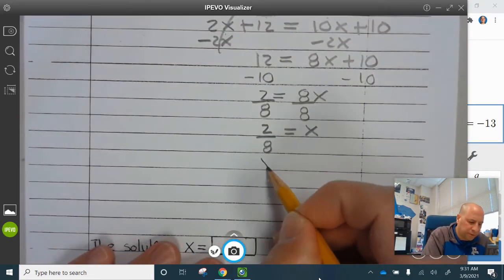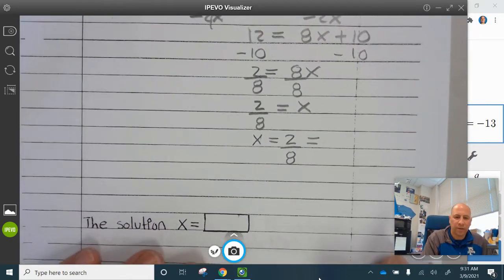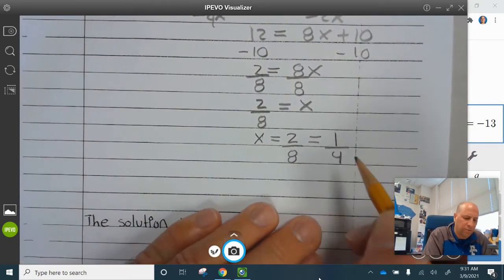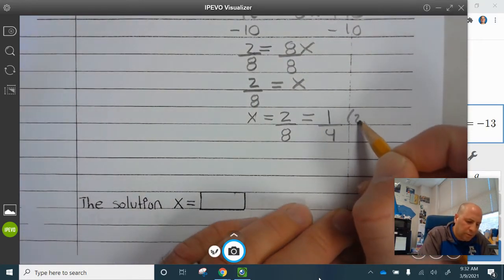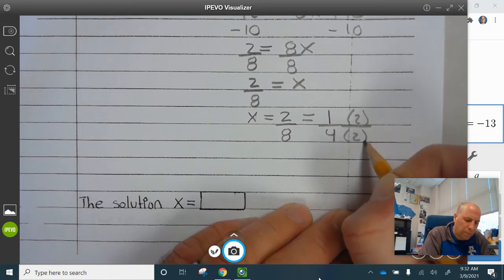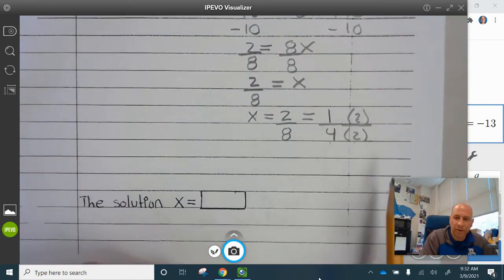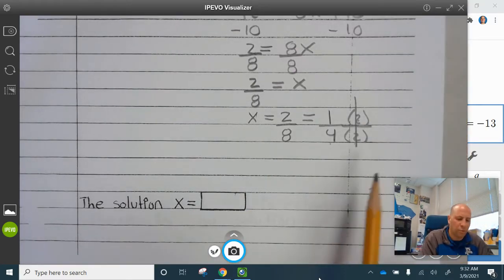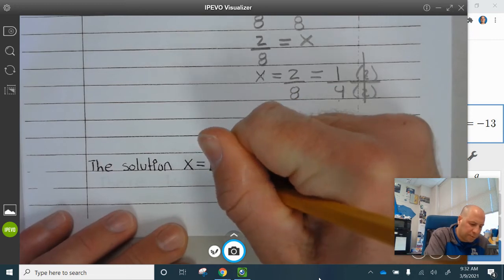And we can rewrite this as x equals 2 divided by 8. And then 2/8 reduces to be 1/4. And the reason for that is we know that 1 times 2 is 2, 4 times 2 is 8. So that's technically 1, so you're left with 1/4. So x equals 1 divided by 4.